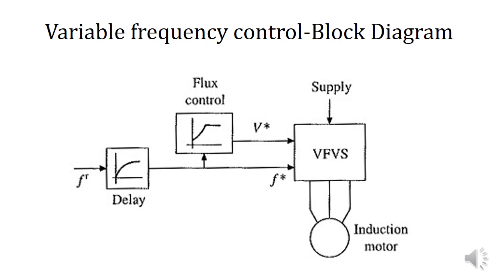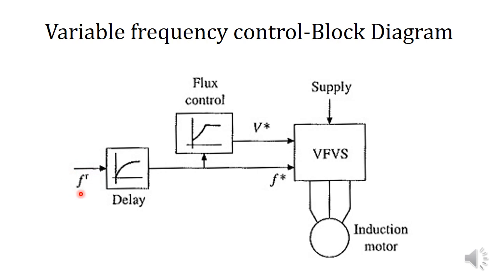Next, we will discuss the simplified block diagram of variable frequency controlled induction motor drive. Here, the drive system feeds a three-phase induction motor, and the power electronic converter, which is used to feed the induction motor, is a variable frequency voltage source. It may be a voltage source inverter or a cycloconverter, and it is fed from an external power supply. So this is the control circuitry which is used to control the power electronic converter or power modulator.